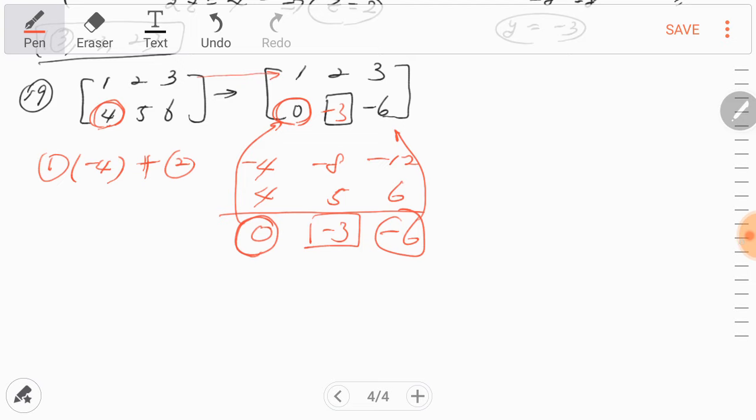So always use the first row. Use the first row and multiply by some number so that it equals the opposite of 4, -4, so that we can find the missing factor, the missing number.